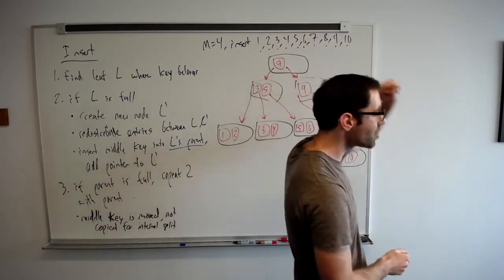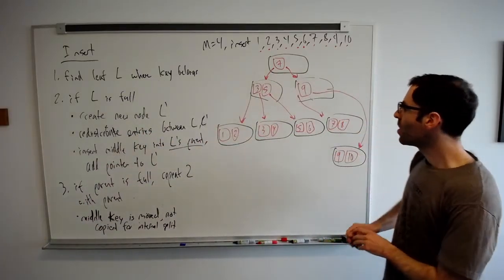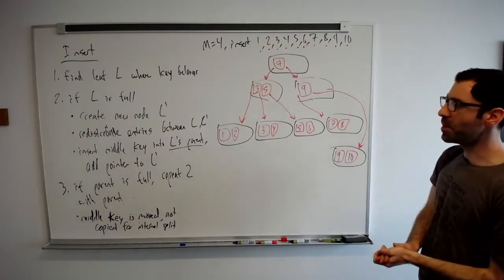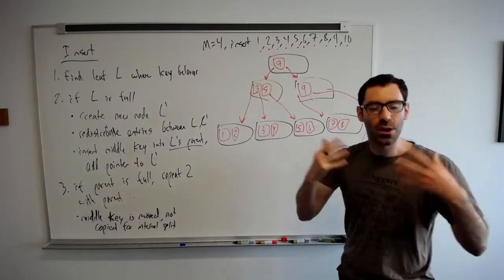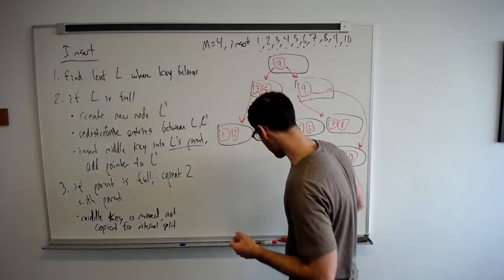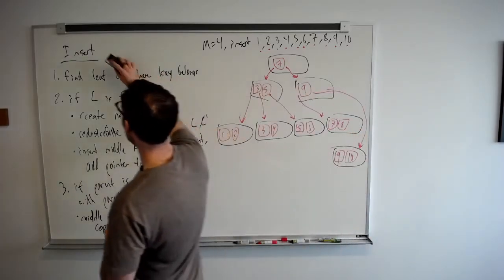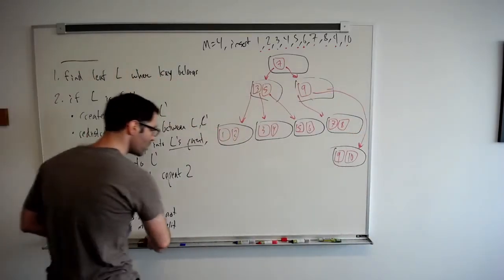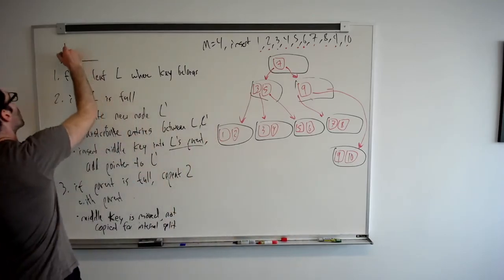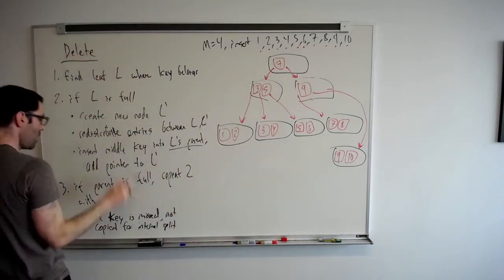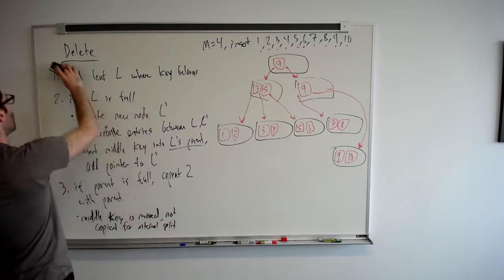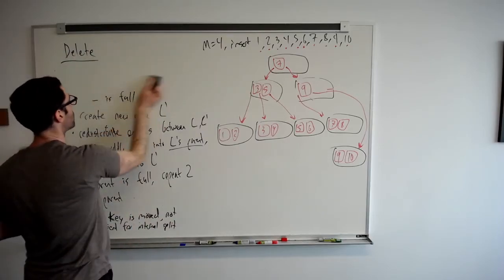All right, so we've finished our inserts, and we have our glorious B plus tree, and now it comes time to wreak destruction upon it. So let's transition to talking about how we are going to delete values from our B plus tree?